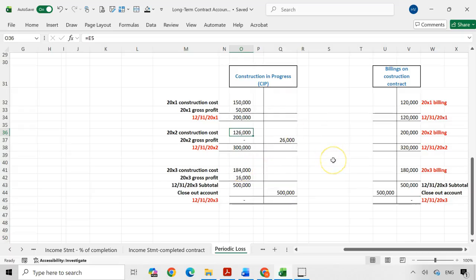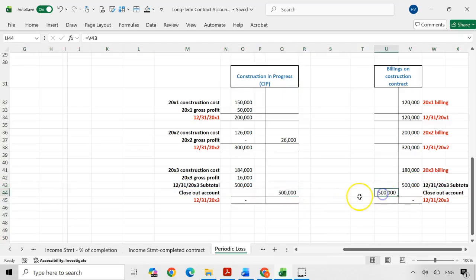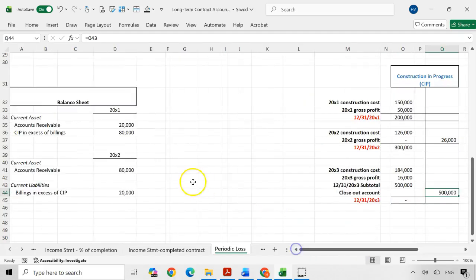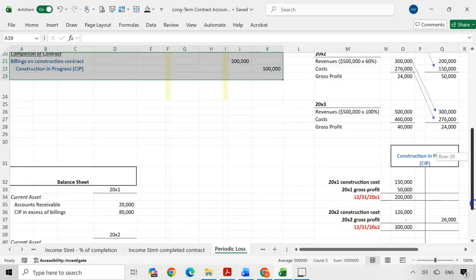So I've laid out the T accounts here, and you can see that at the end of 12/31/20X3, the construction in progress has a $500,000 balance, and the billings on construction contract has a $500,000 credit balance. And so we need to close those out by debiting billings on construction contract and crediting construction in progress. And that will be right here. That's our very last entry that we do upon completion of the contract.